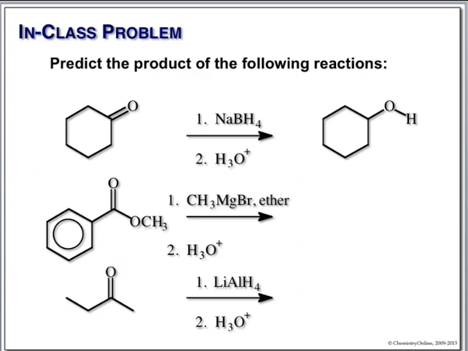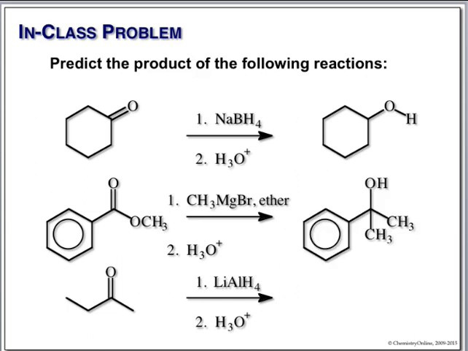Our next reaction, we have a carboxylate ester, and we have methyl magnesium bromide. We know that when we react an ester with a Grignard, the alkoxy portion is lost, and we will add 2 moles of Grignard to this carbonyl. So that means our tertiary alcohol will have a phenyl group and 2 methyls.